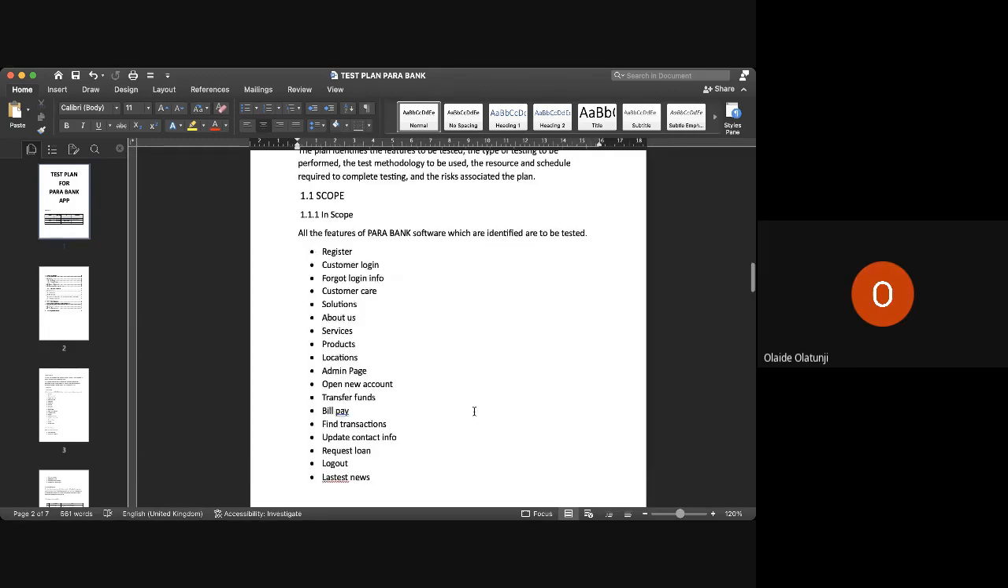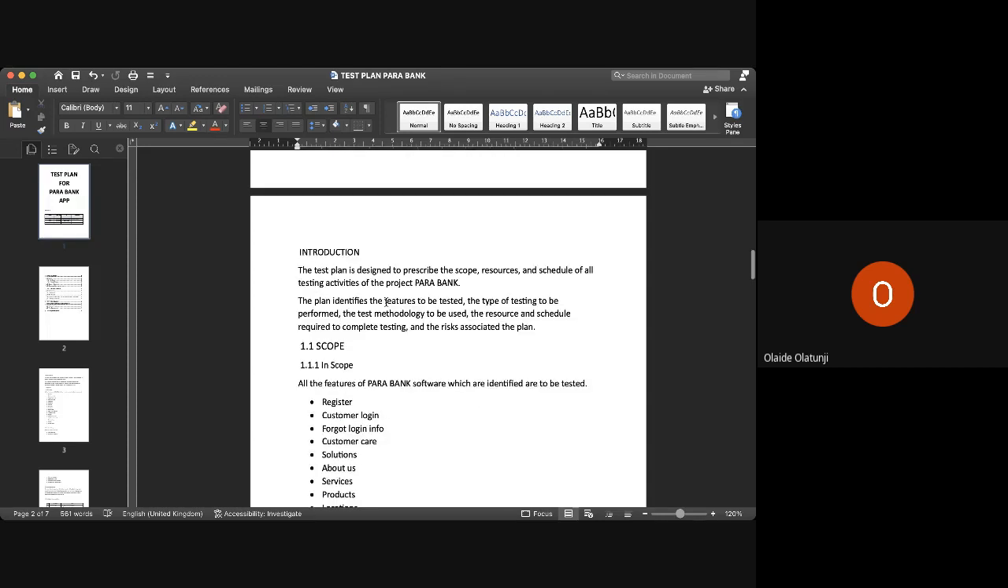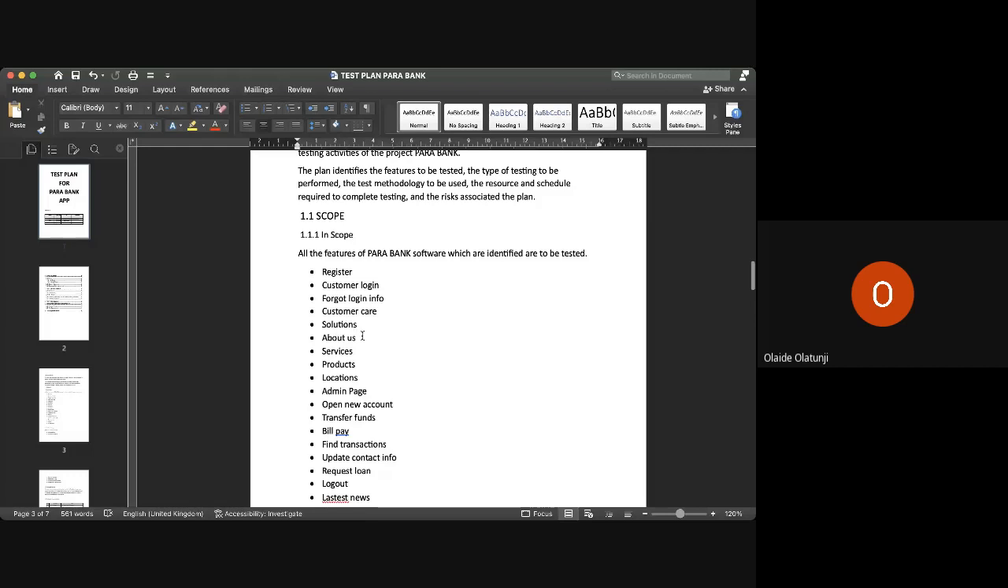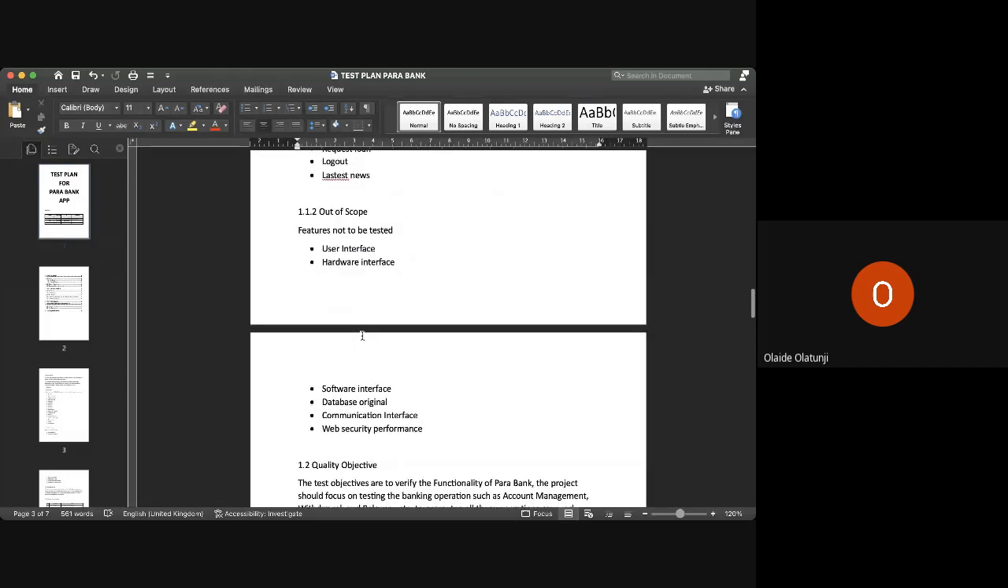Okay. Your introduction. The test plan is designed to describe the scope, resources, and schedule of all test activities of the project Parabank. Nice. The plan identifies the features to be tested, the type of testing to be performed, and the test methodology to be used. Yeah, makes sense. In scope. Yes, yes, yes, yes. Where did you get this out of scope? I googled it. Yeah, no, no.